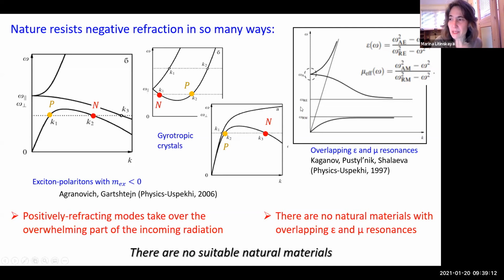In principle, this picture looks similar to surface plasmons, right? So there is a surface plasmon with a similar dispersion. This line would go here. And indeed, negative refraction was demonstrated for surface plasmons in 2007, I think. Aside from that, there are no suitable natural materials.